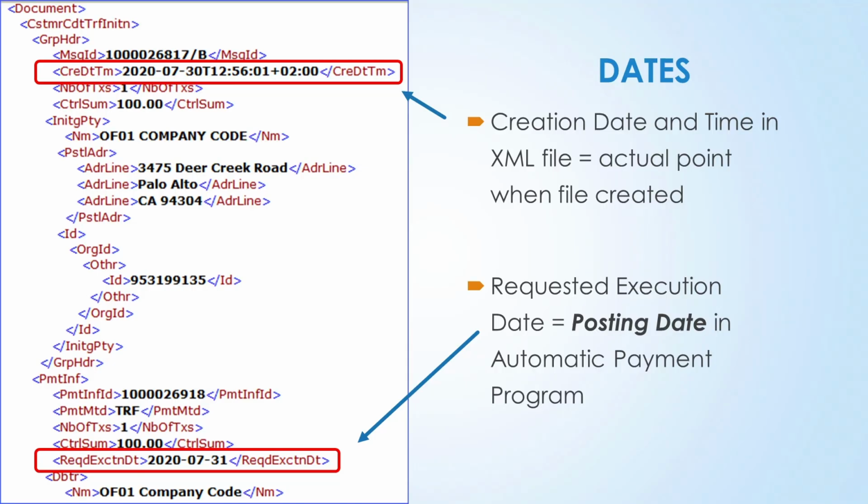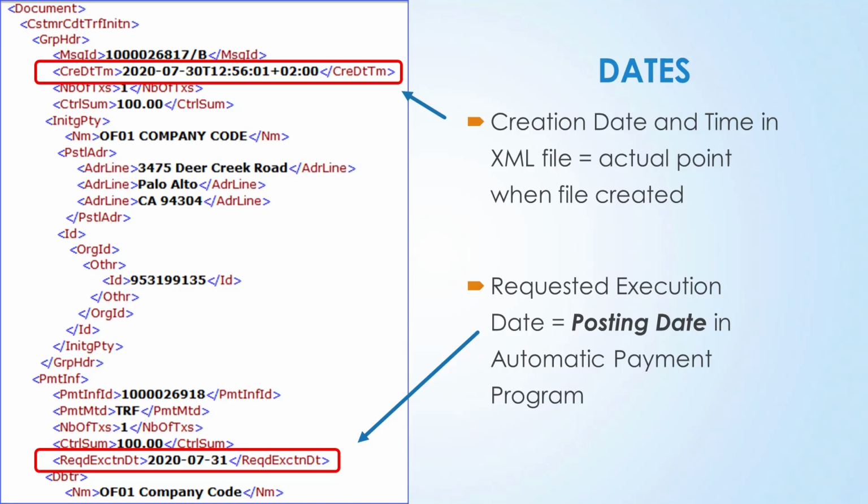You may also be able to send it to the bank one day, but with the required execution date the following day. In the slide, you can see that in the XML file sent to the bank, the requested execution date for this payment method is the posting date. Note that this may vary depending on how the payment method has been configured, so best to check or test it if you're not sure.